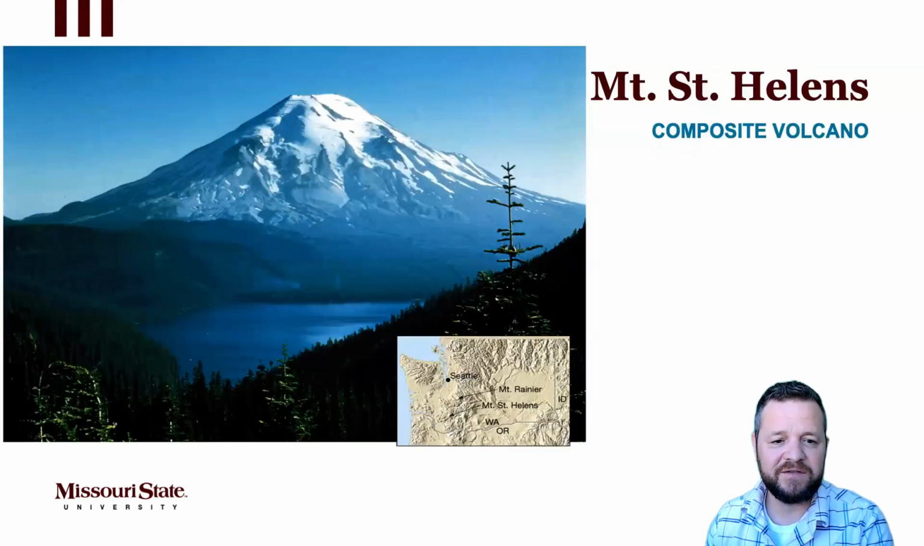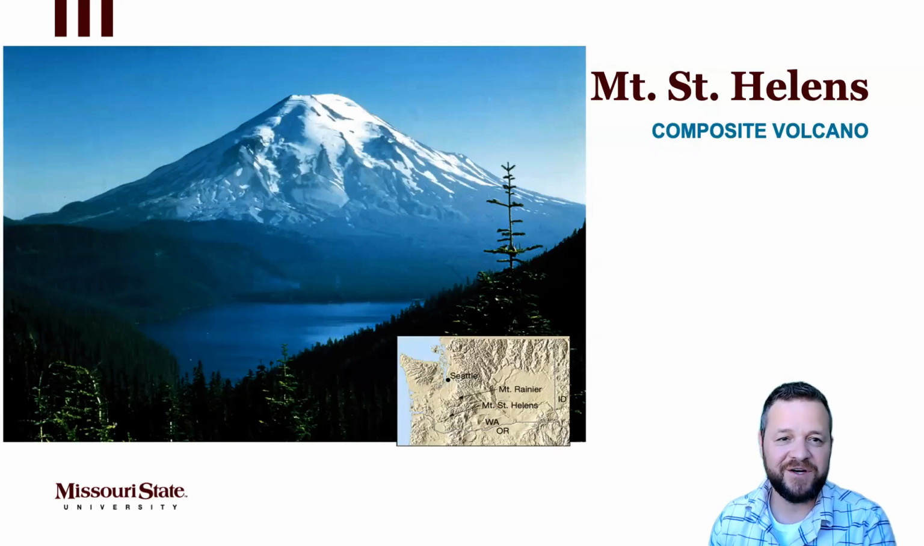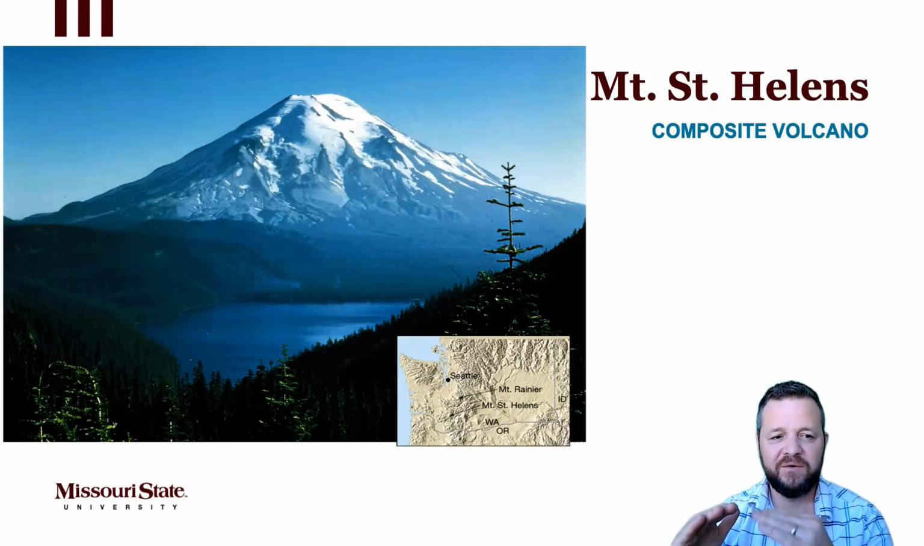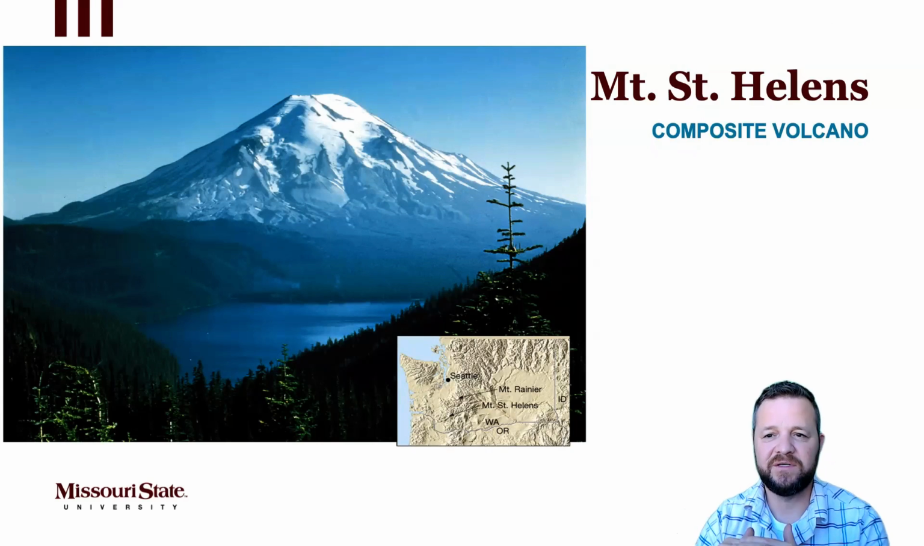Mount St. Helens is a fantastic example of a stratovolcano, or composite volcano. It has nice steep sides. It's relatively large in its size, but not as big as a shield volcano. And if we were to drill down through, we see alternating layers of lava with interbedded pyroclastic materials.